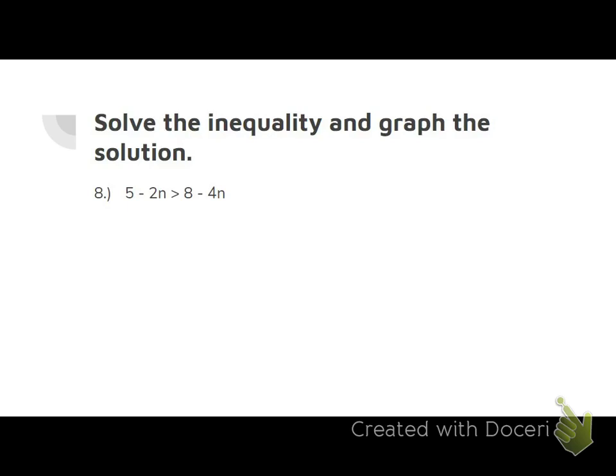If I want all my variables on the left, what needs to move first? The negative 4n moves. How do we move it? Plus 1. By adding it, we have to do it to both sides, lining it up under its like term. So out in the front, we still have a 5. It's not going anywhere. Negative 2n plus 4n. Positive or negative? Positive. Positive 2n is greater than 8.